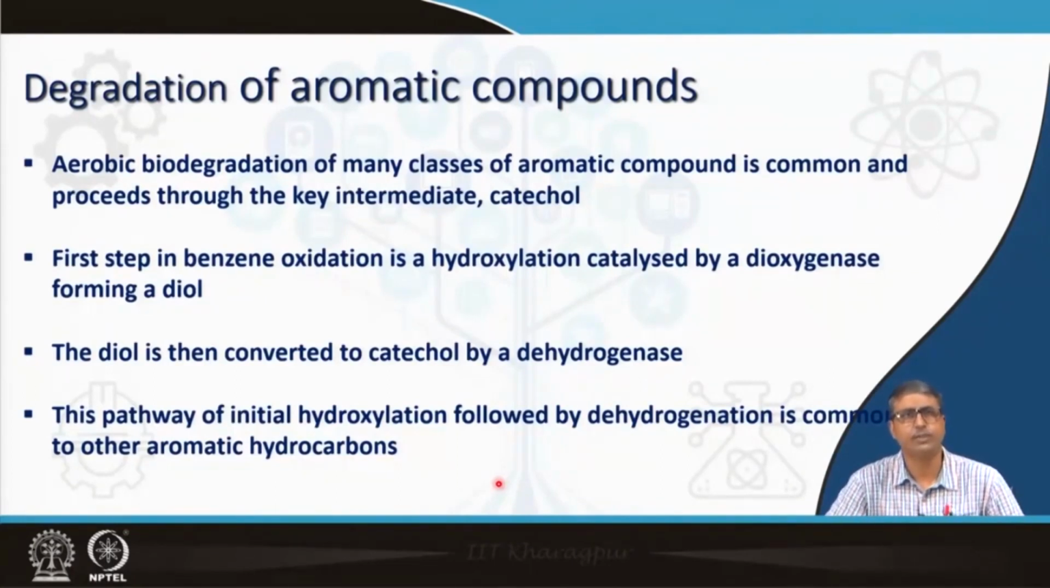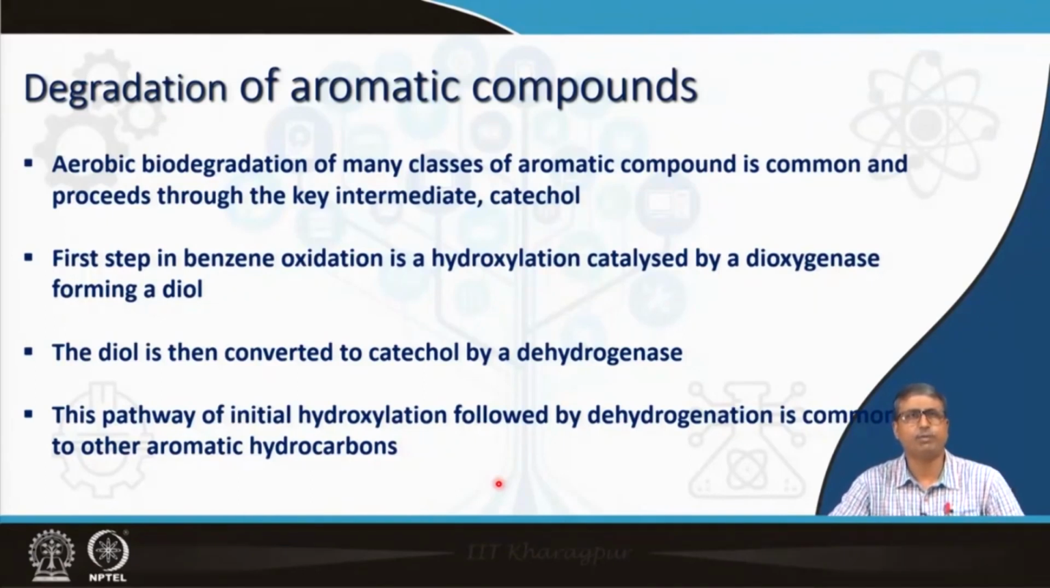Now, with respect to aromatic compounds, aerobic biodegradation of many classes of aromatic compounds is common and processed through the key intermediate catechol. For aliphatic compounds, as we have seen, mostly they are processed through fatty acids. All the alkane and aliphatic molecules are oxidized, or sometimes hydrated or reduced, and eventually they are all converted to some form of fatty acids, and the fatty acids are metabolized.